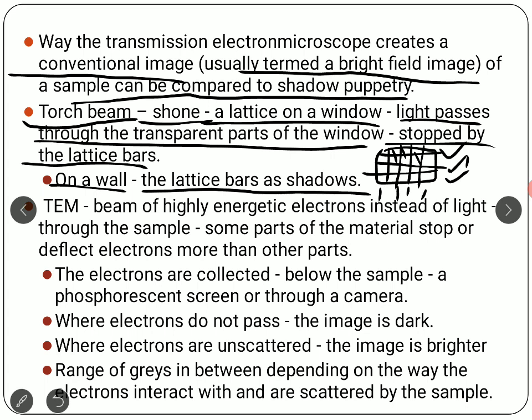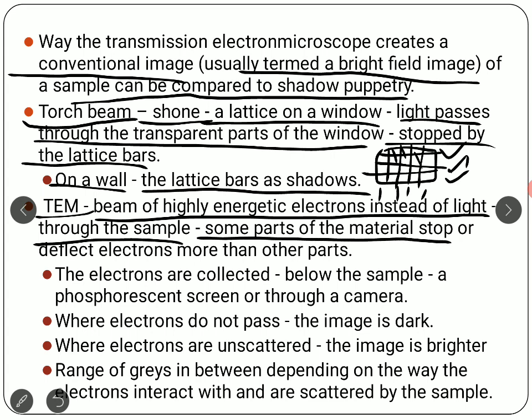A similar thing happens in TEM. A beam of highly energetic electrons is used instead of light. So we don't have the torchlight here, we have electrons which fall on the sample. Some parts of the sample will stop the electrons, or deflect them more than other parts. Remember, if the sample is too thick, the atomic positions are there everywhere. So the electron might be able to go through the first layer, some part, but from the second part it might not be able to go through.